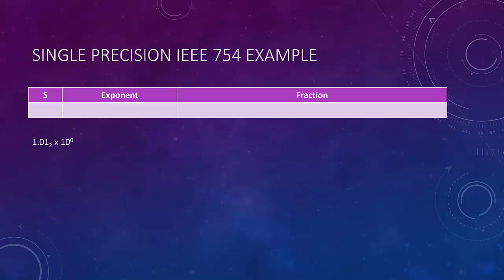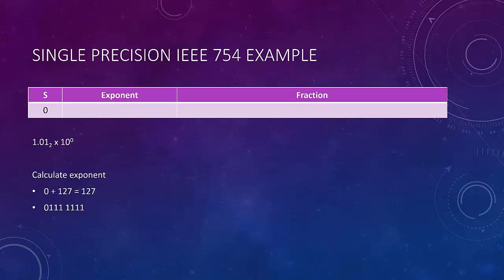Okay, so we've got 1.01 in binary, exponent of 0. How do we represent this? Well, the first thing is the number is positive, so we put the sign in, which is going to be a 0. The second thing we need to do is store the exponent. To calculate that, we need to add the bias. The bias is 127. The exponent is 0. 0 plus 127 is 127.